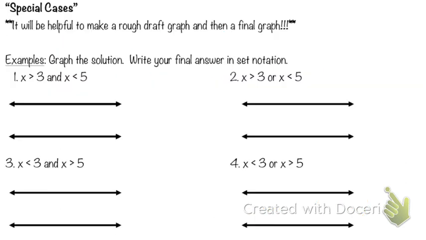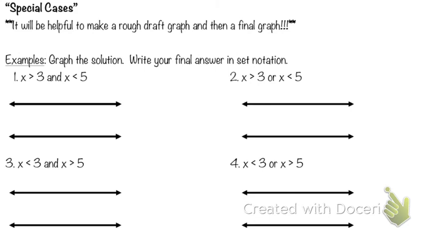Continuing on here to our special cases. Sometimes it'll be helpful to make a rough draft graph and then a final draft graph, okay? So for the first graph that we see here, we have 2 graphs. The first one's going to be rough, the second one's going to be final. Once again, these are going to start out as some normal cases, and then we're going to see some special cases, okay? So this first one's a normal one.